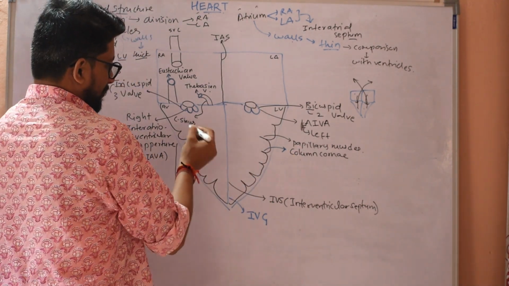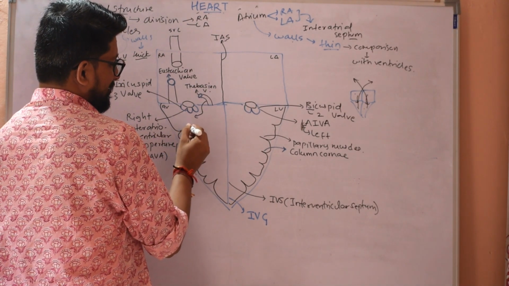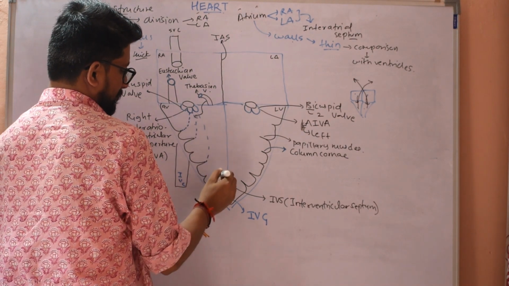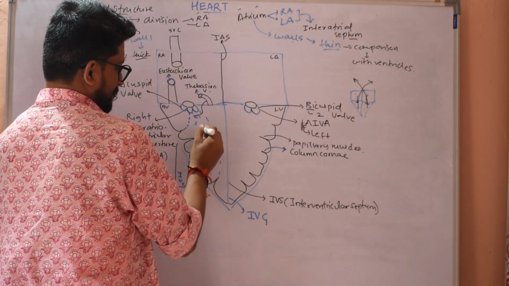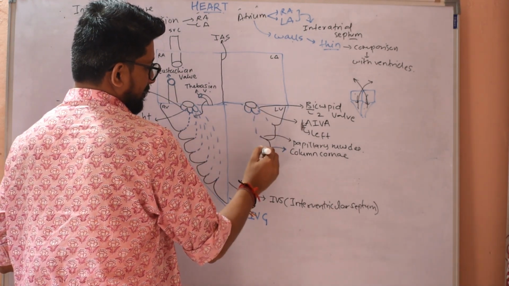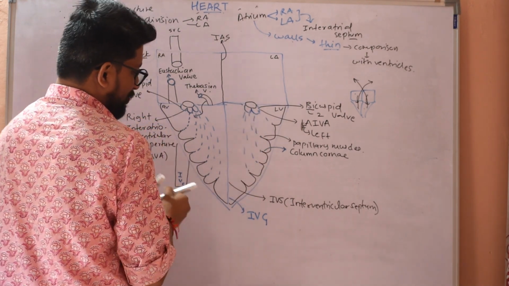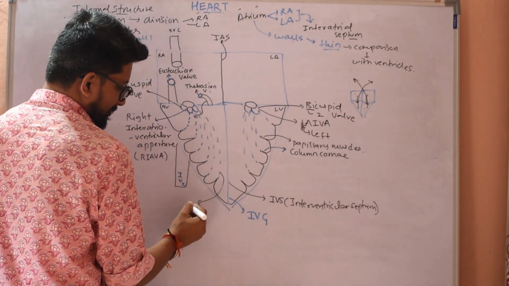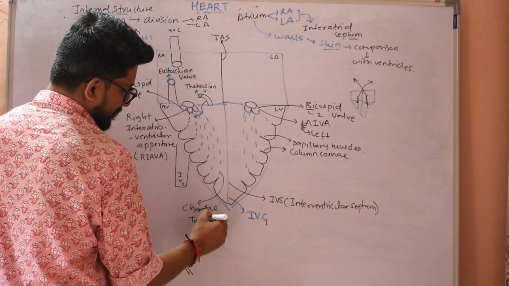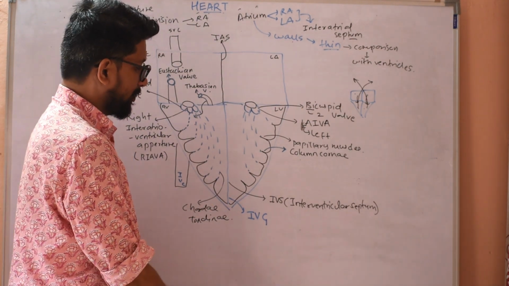Now, from these muscles, extensions arise. In both parts of the ventricles, extensions like muscles arise. These extensions are known as chordae tendineae. What are chordae tendineae? Now, what is the function of this?